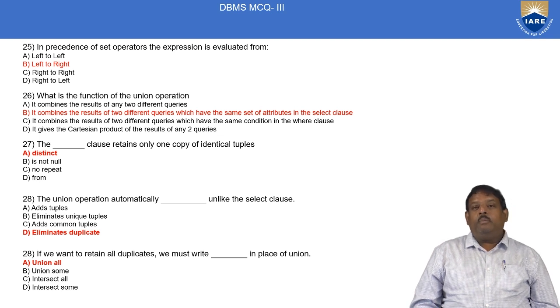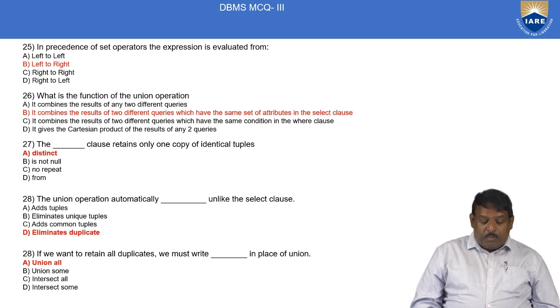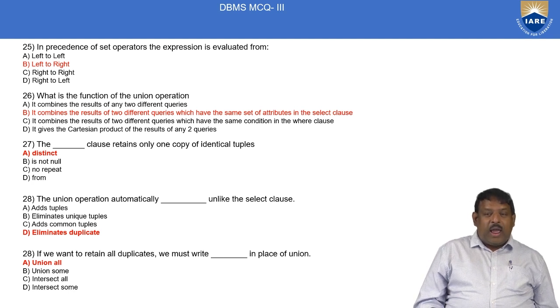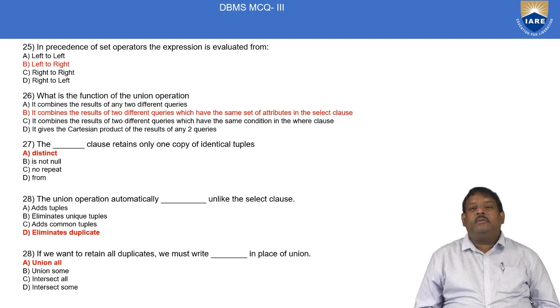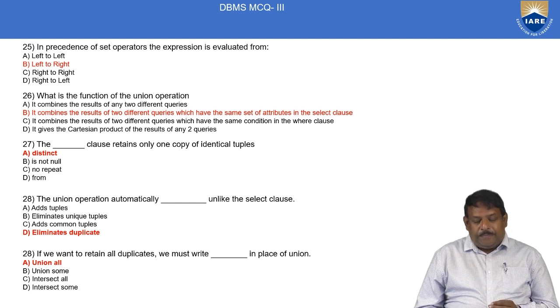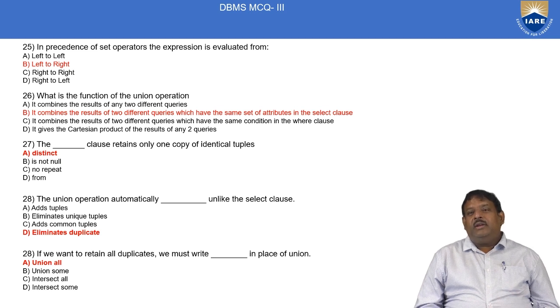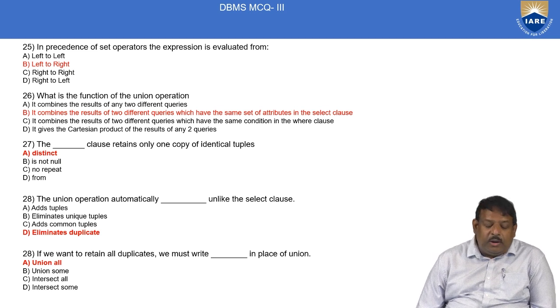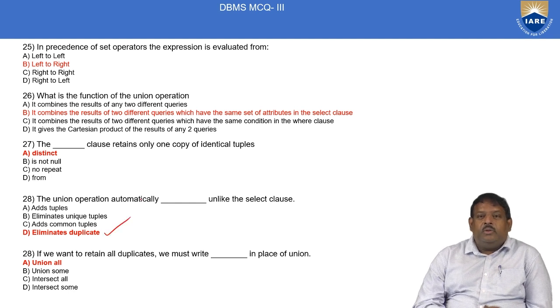Okay. The union operator, we just discussed what a union operator is. The union operation automatically, unlike the select, will not add any tuples. It eliminates unique tuples, adds common tuples and eliminates duplicates. So we know that the union joins two or more result sets, and the duplicates are removed. So eliminates duplicates is the right answer.